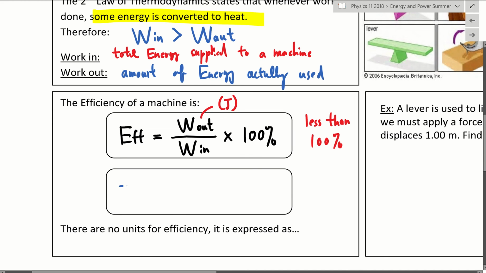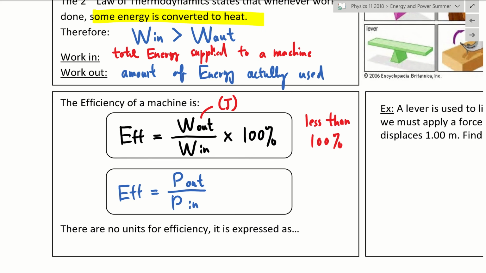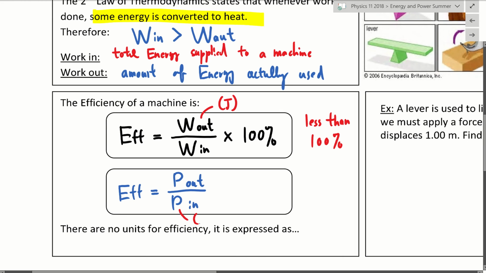Now, however, you can also remember what power is, right? Power is how much energy is being used per second. So you can also use power, and do a power output over power input. Remember, power is measured in watts, which is the amount of energy in joules per second that the machine consumes. And you also make it into a percentage, and it's also less than 100%.